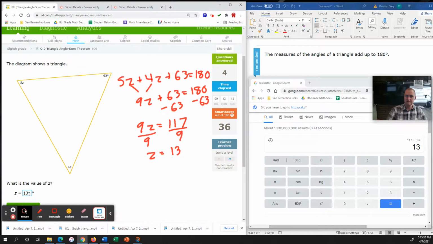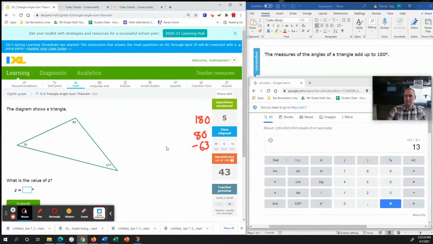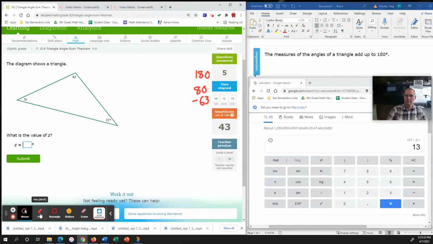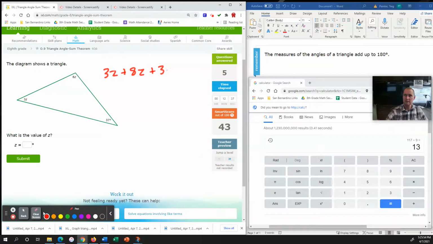So we're going to go ahead and plug in 13. And give you a couple seconds to look at it. There we go. All right, next problem, we get a diagram showing the triangle. And we're going to go ahead and do 3z plus 8z plus 37. 3z plus 8z is 11z plus 37 equals 180 degrees.